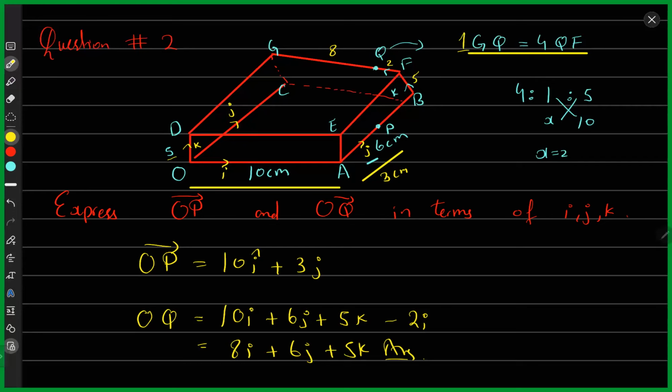1 unit of GQ is basically equal to 4 units of QF. So it meant that if I talk about ratios, it would be 4:1, and this 5 was basically the sum of 4 and 1, because I had 10. 10 was the length of the entire OA. That is why I had to write it down this way. All right. Let's talk about some more questions.